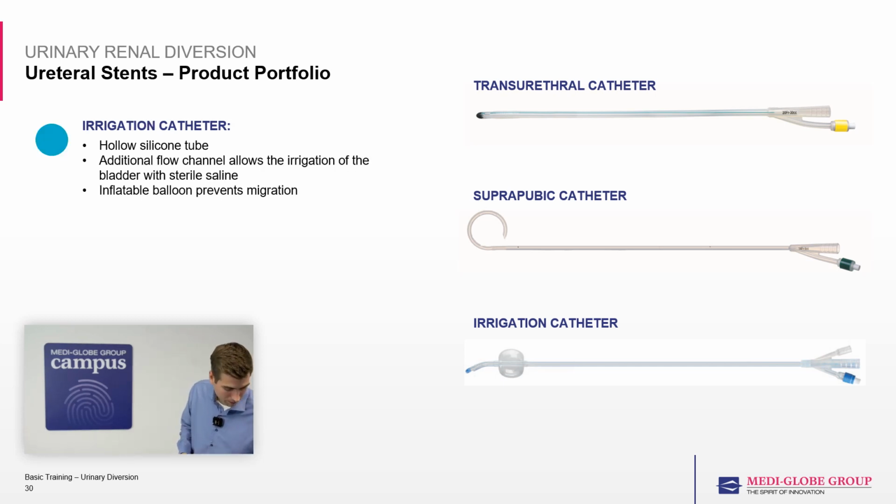Last but not least, we're talking about our so-called irrigation catheters. Again, hollow silicone tubes, one channel for the drainage, one channel for the fixation by inflating of the balloon. And here the big difference is that the irrigation catheters always have an extra third channel which is used for the irrigation. That means here you can connect a sterile saline bag to have an inflow inside of the human body, ensuring that blood residuals or bleeding after a resection is cleared and there won't be a blockage afterwards.